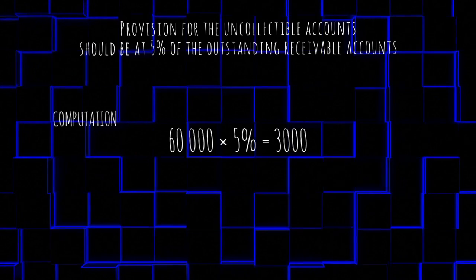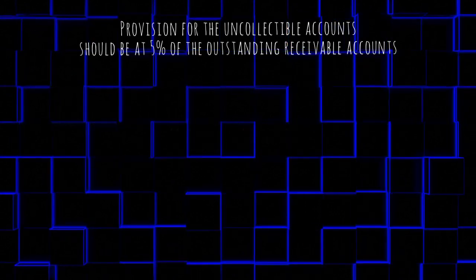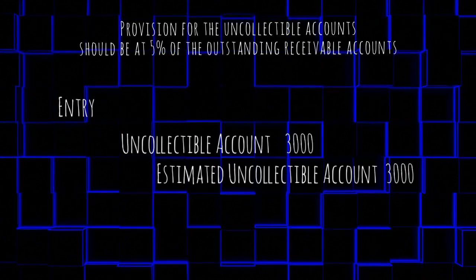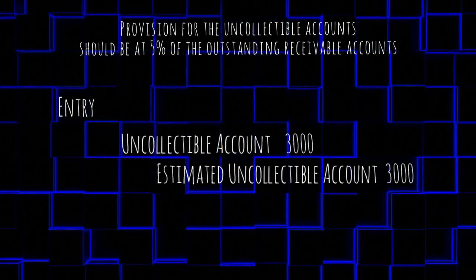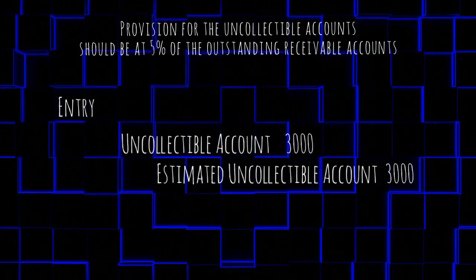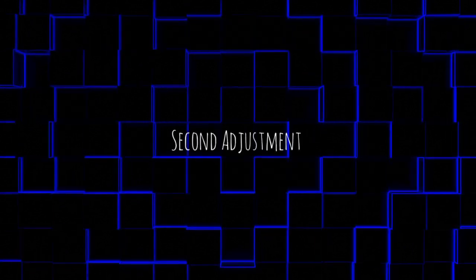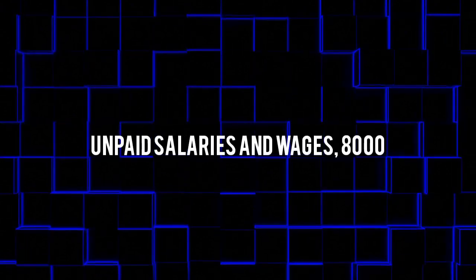So from this computation, we can proceed to journalizing. Debit is uncollectible account of 3,000, while credit is estimated uncollectible account, which is also 3,000. Let us now proceed to the second adjustment.